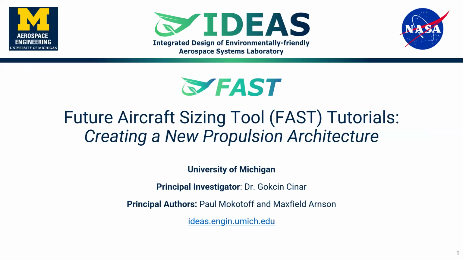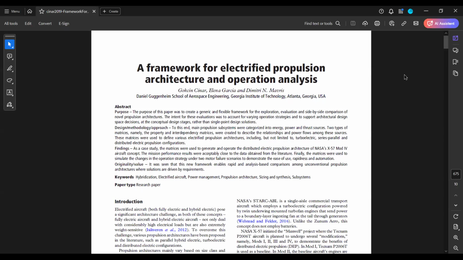So in the previous tutorial, we talked about the matrices that we use to describe the connections in the propulsion architecture. If you haven't seen that video yet, I recommend that you watch that one first before coming to this one. I'll also recommend that you read the paper here, A Framework for Electrified Propulsion Architecture and Operation Analysis, so that you better understand the methodology behind this graph theory-inspired approach to represent power flows in a propulsion architecture. The last tutorial gave a brief overview, but the paper will go into much more detail.